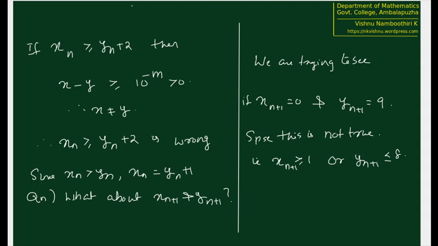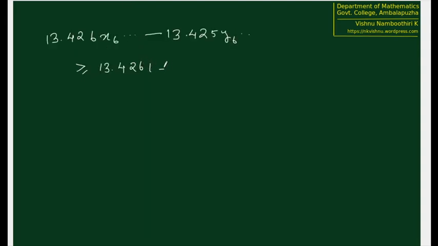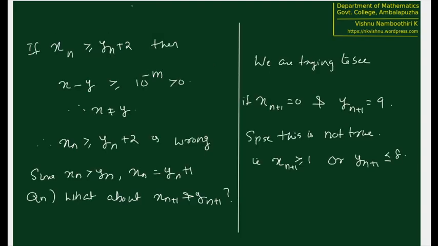Here it is equal to 1, continuing x7, etc., minus 13.425. What is the least possible value of y6? Here we have assumed that either xn plus 1 has to be greater than or equal to 1, that is x6 has to be greater than or equal to 1, or y6 has to be less than or equal to 8.